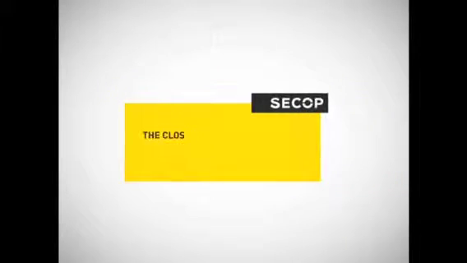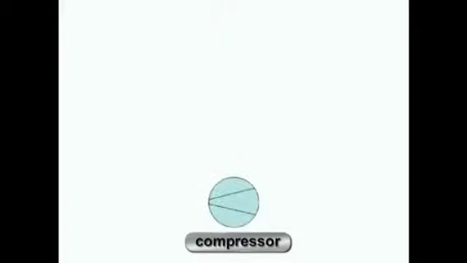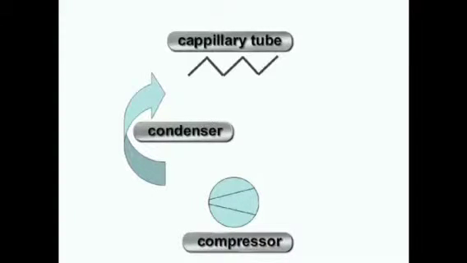In contrast to the human body, a closed circuit is needed for cooling systems. In such a circuit, the refrigerant must be made to liquefy and evaporate again. Only gas is suitable for this purpose. The main components of the refrigeration cycle: the compressor, the condenser, the capillary tube, and the evaporator.